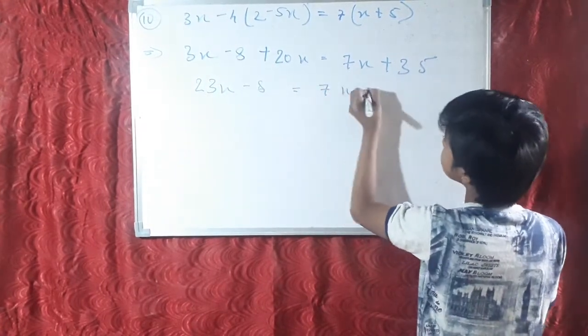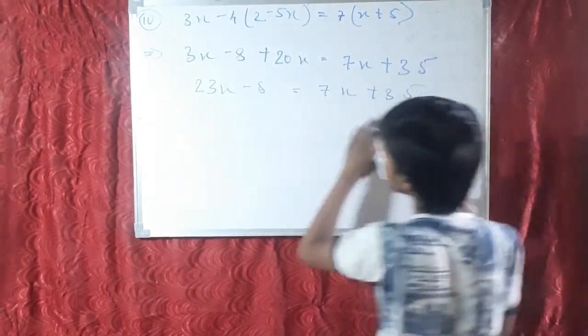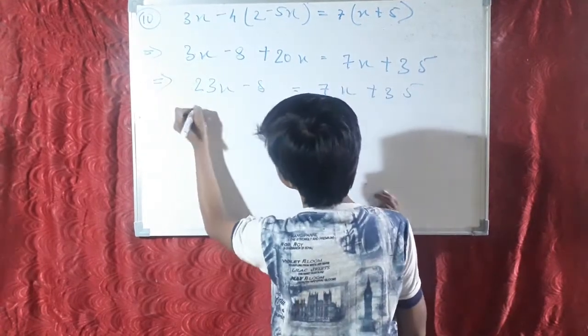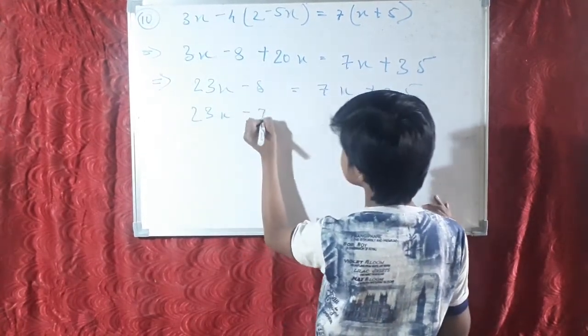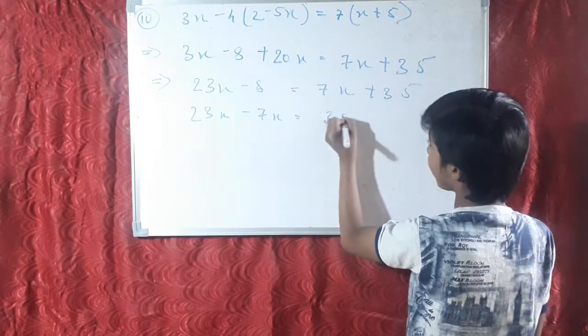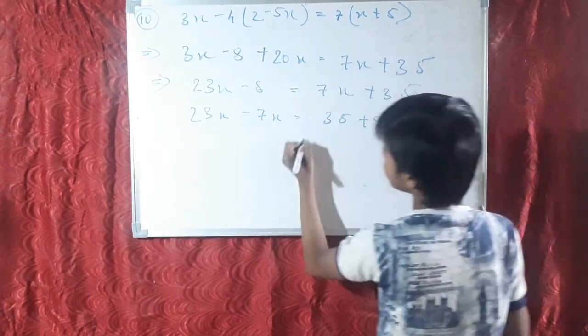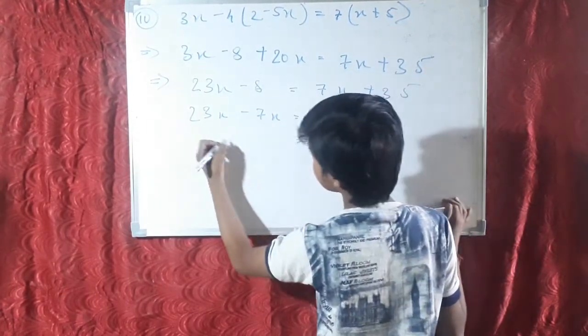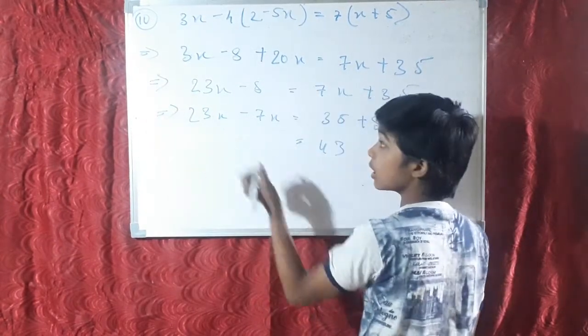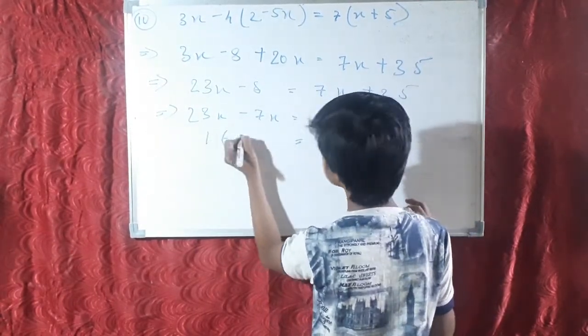7x plus 35. And now we will transpose this to that side. So 23x minus 7x is equal to 35 plus 8. It will be what? 43, and 1 will be added. So what will it be? When it is subtracted, what will it be?